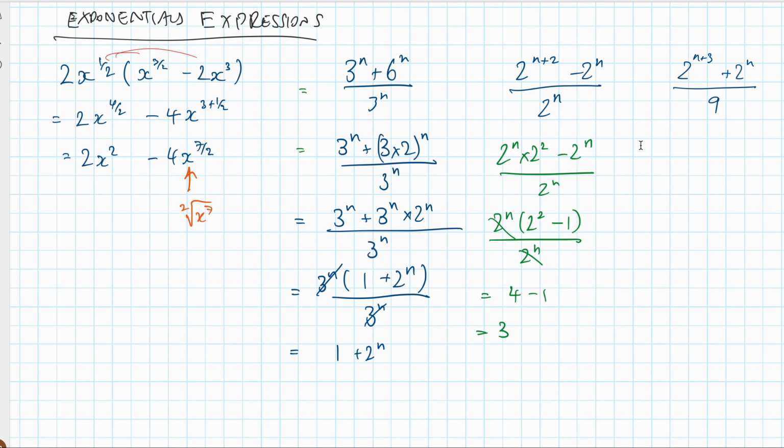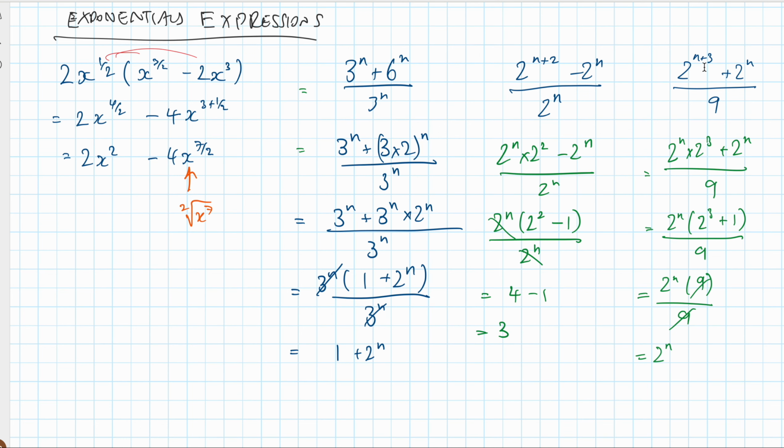Last one, to do exactly the same thing here. Over 9. Just keep going with the same strategy. 2 to the n on 2 cubed plus 1 on 9. And then we can evaluate 2 cubed plus 1 is 9 over 9. The answer is 2 to the n. And we look at this expression up there and go, oh yeah, of course it's 2 to the n. It's pretty amazing what these index rules can do if you know them well.